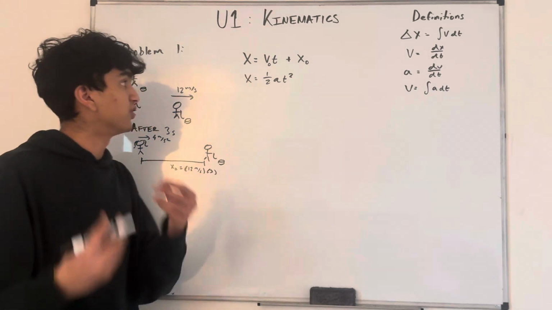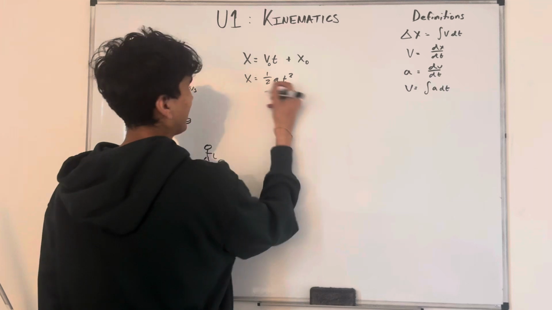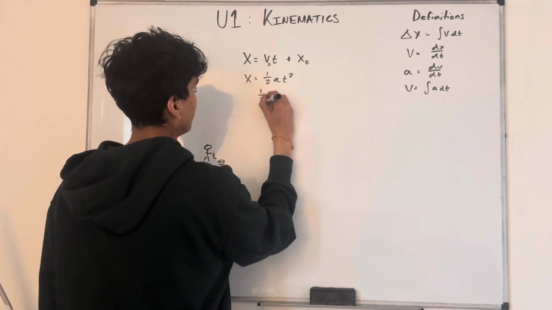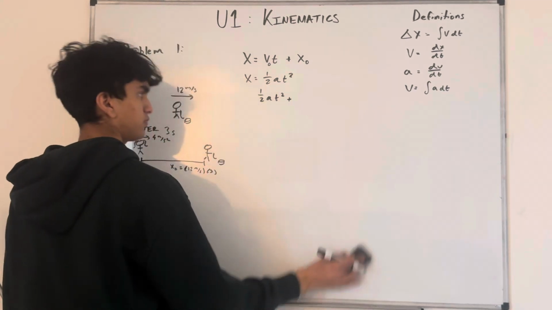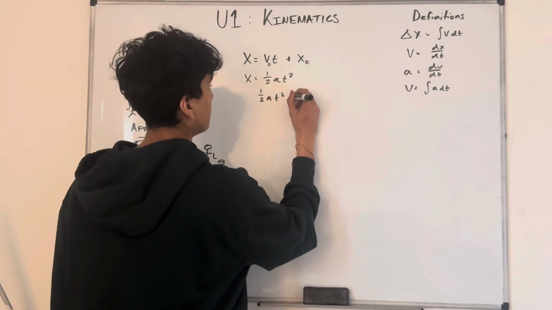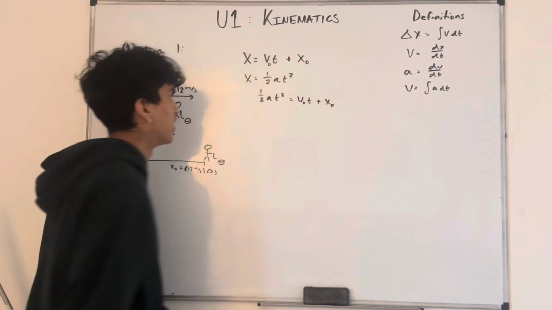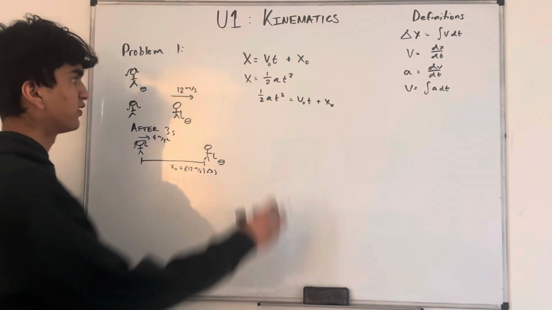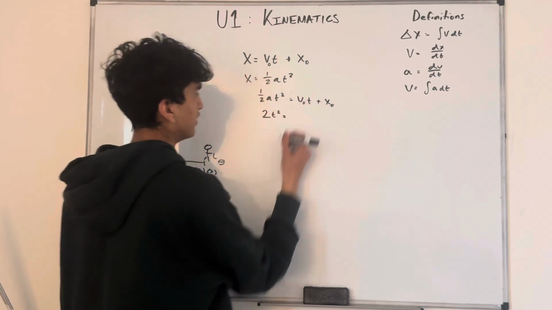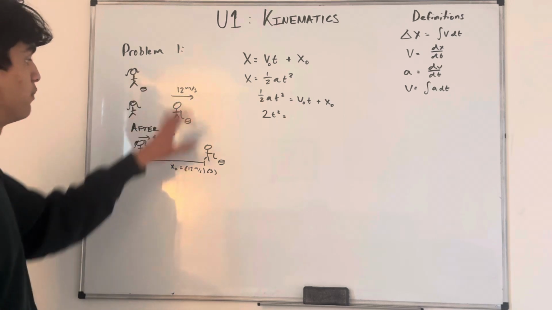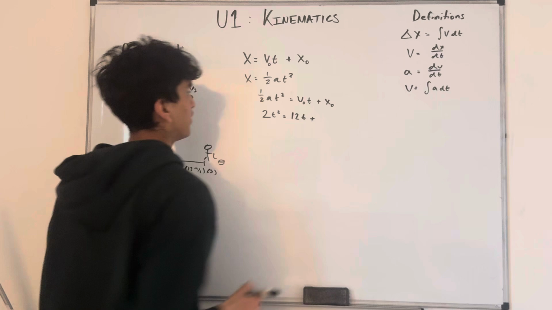So I know at a certain time, they're going to be at the same position. Their x values are the same, so I can set them equal. 1/2 at squared is going to equal v naught times time plus x initial. So let's plug in some numbers. She's accelerating 4 meters per second squared, so 1/2 times 4 is going to be 2t squared, which is going to equal v initial for the opponent, which is 12, so 12t plus 36 meters.